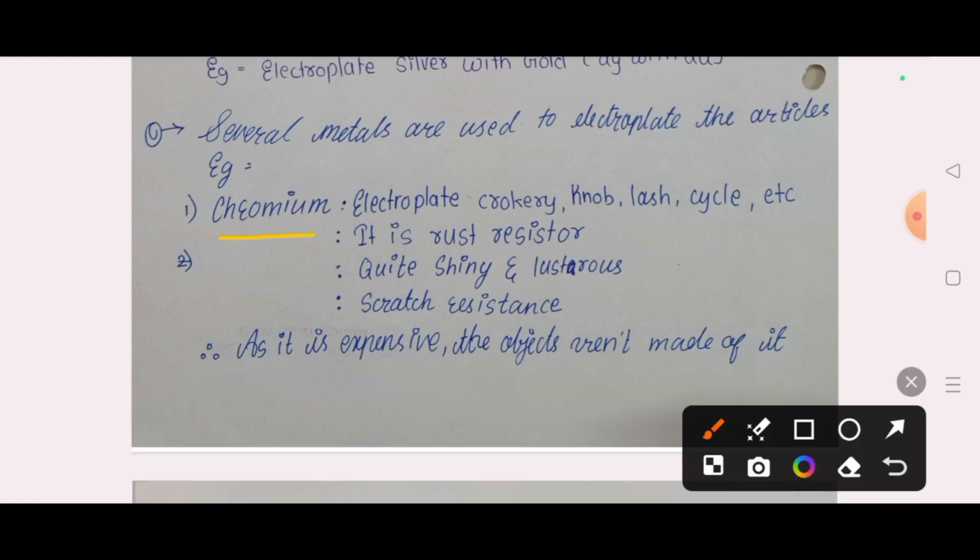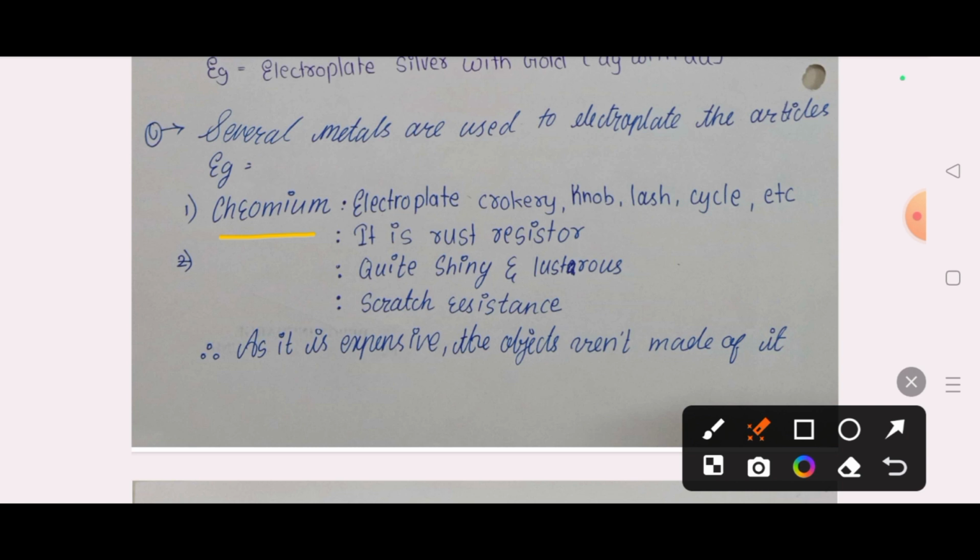Chromium is mostly used in cycles. If you notice the cycles which were available in previous years, at that time the cycle had a silver shine. It was not silver, it was chromium. Chromium is a lustrous metal which is rust resistant, which has the property to resist rust, scratches, etc. And it is extremely shiny.